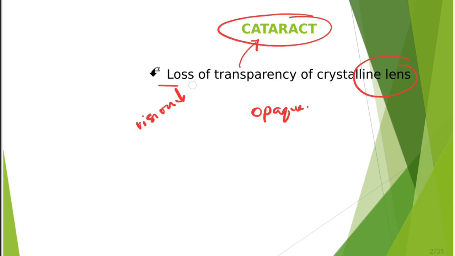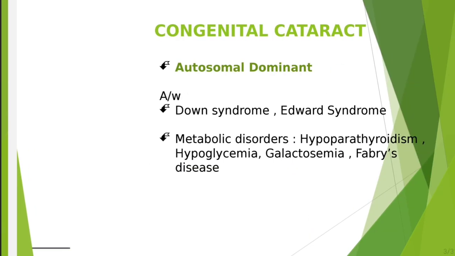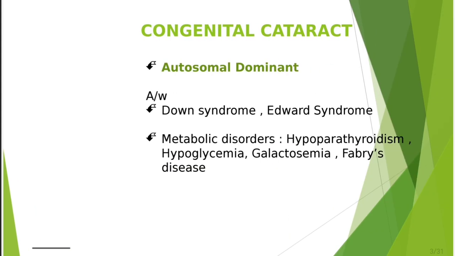So what is the definition? Loss of transparency of the crystalline lens. Starting with congenital cataract, it is an autosomal dominant condition associated with certain syndromes like Down syndrome, Edwards syndrome. Okay, three points about Edwards syndrome, guys. It's important. See, Edwards syndrome, it is what? It is trisomy 18, right?